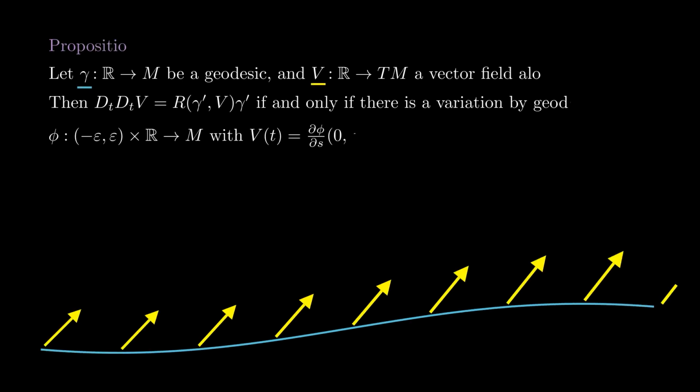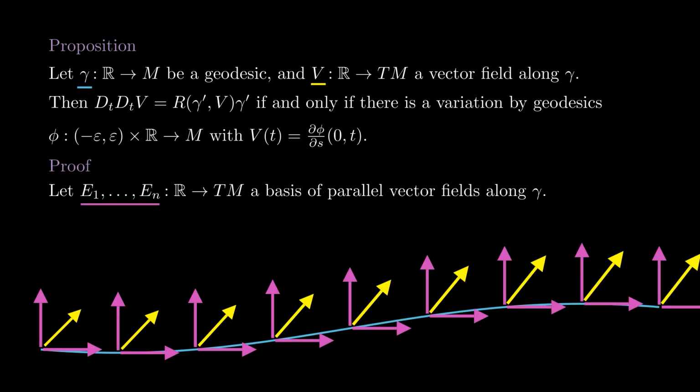What we will show next is that a vector field V along a geodesic gamma is a Jacobi field if and only if there is a variation by geodesics around gamma with V as its associated vector field. We already showed one implication and now we prove the other one. Take E1, E2, E3, a basis of parallel vector fields along gamma. We will use this basis to rewrite the Jacobi equation.